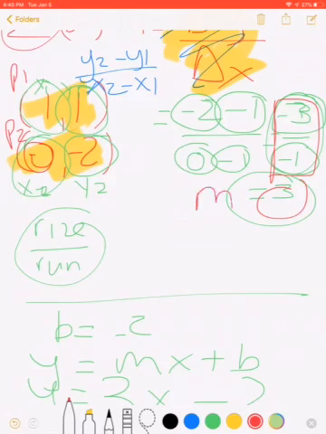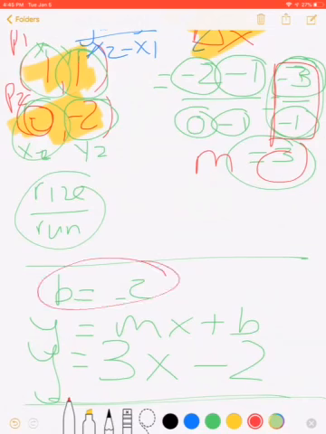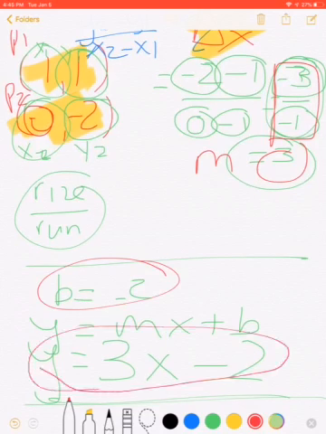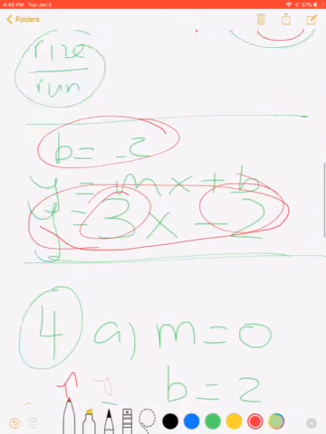My slope is 3. And then if I want to know what b is, I have to go back and look at the graph. In the graph, I go through the y-axis at negative 2. So b is negative 2. So my equation is y equals 3x minus 2, because there's my slope and there is my y-intercept.